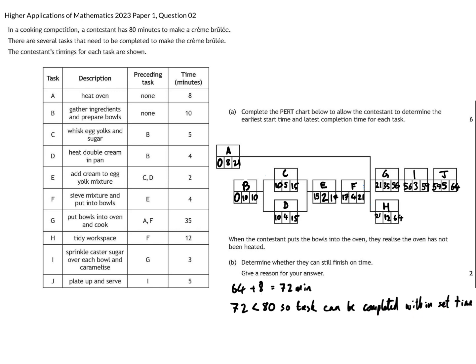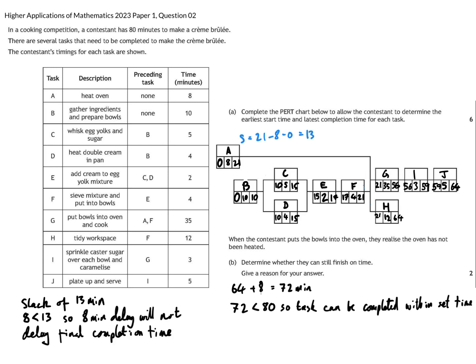Another way to do this is to consider the slack. So task A has slack of 21 minus 8 minus 0. That gives us slack of 13 minutes. So slack of 13 minutes. 8 is less than 13. So an 8-minute delay will not delay the final completion time.